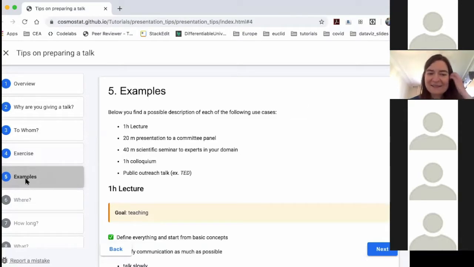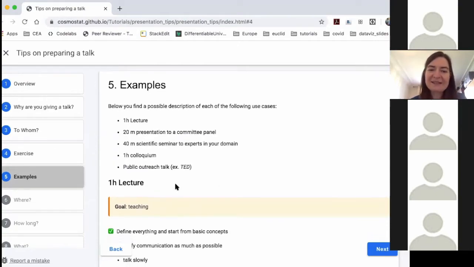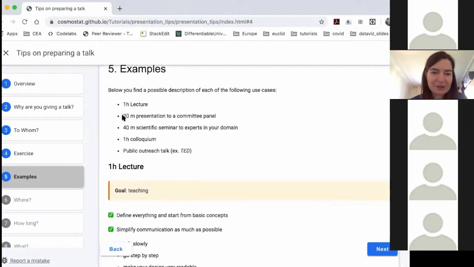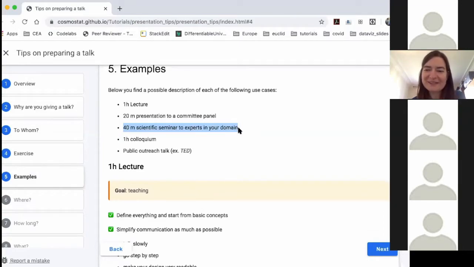Okay, so in the next point, number 5, you find my personal description of these 5 situations. I will leave them to you so that you can also use them as a reference in case you find yourself in one of these situations, and maybe you will find them useful. Maybe I'll describe in detail one or two of these situations. Let me go through the 20-minute presentation to a committee panel since we mentioned that, and as a second one, I would pick the 40-minute scientific seminar, unless you have other stronger preferences.